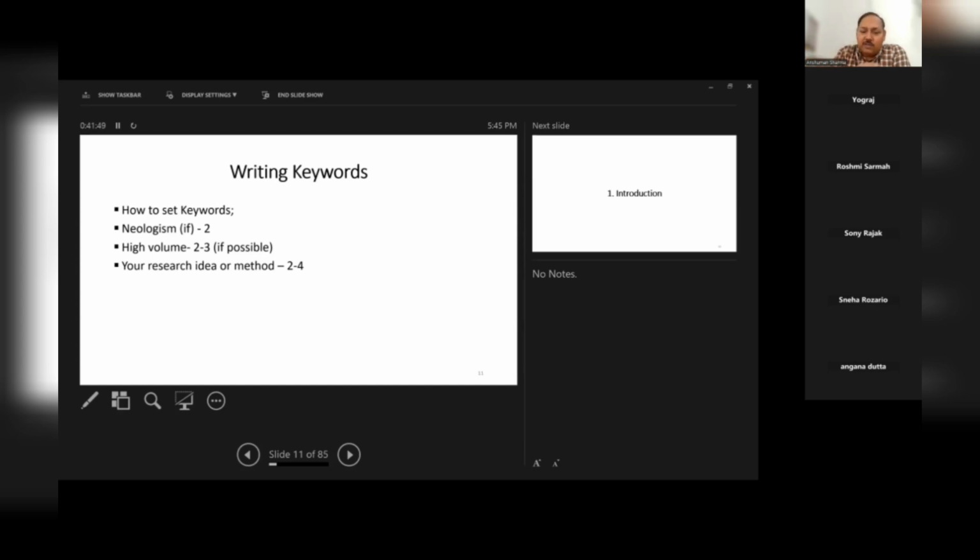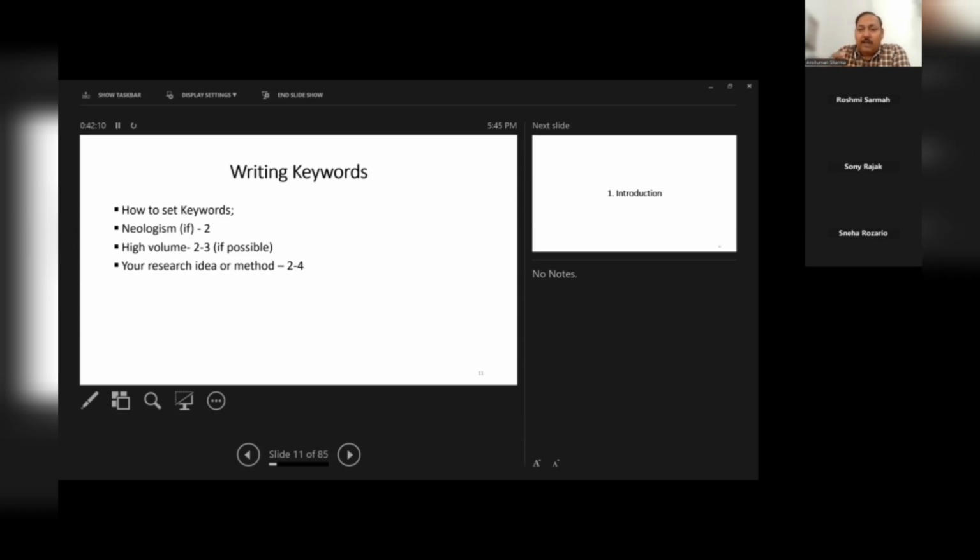Research suggests that if you use a keyword as a single word, it will have less impact. Preferably use 2 or 3 words in combination. For example, moderated mediation, mediated moderation. It's 2 words. When you say only mediation, it's not effective. But when you say moderated mediation or mediated moderation, it will be effective.